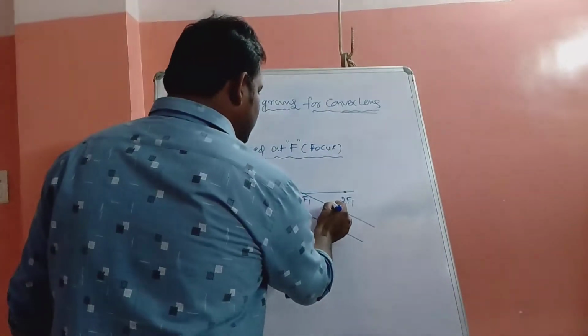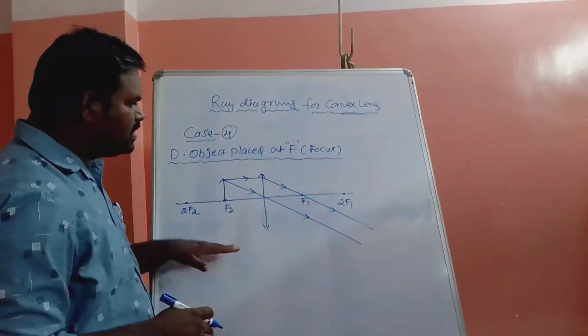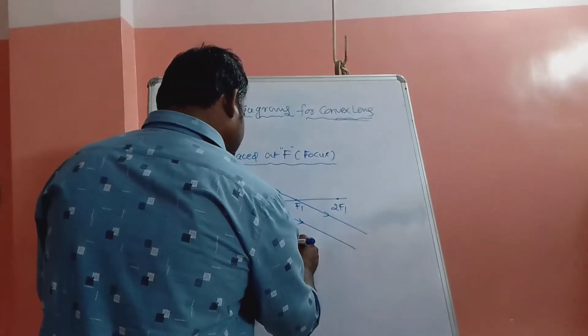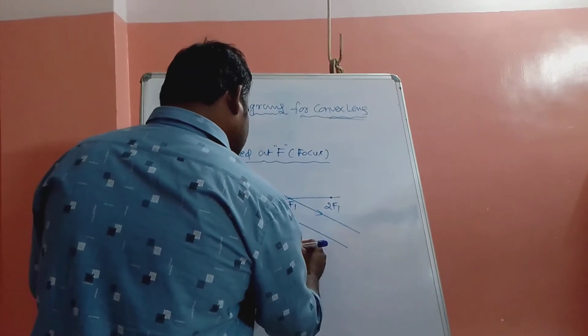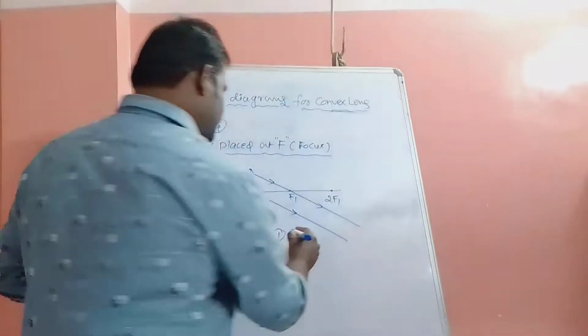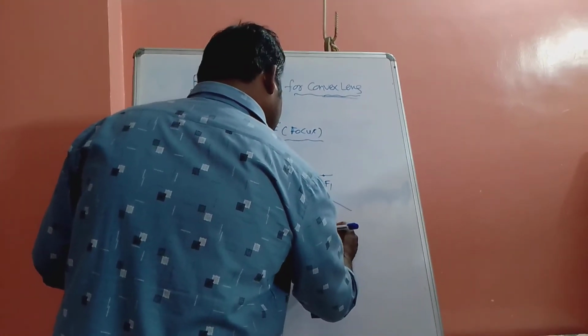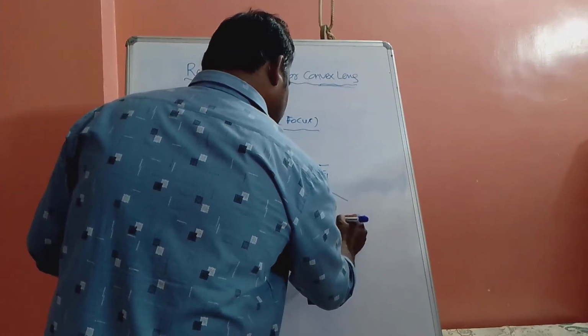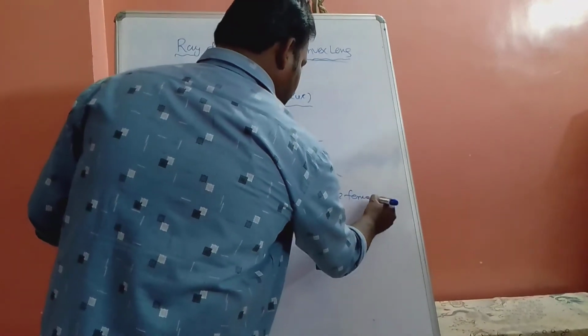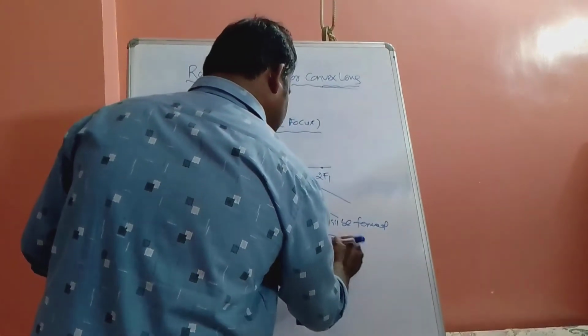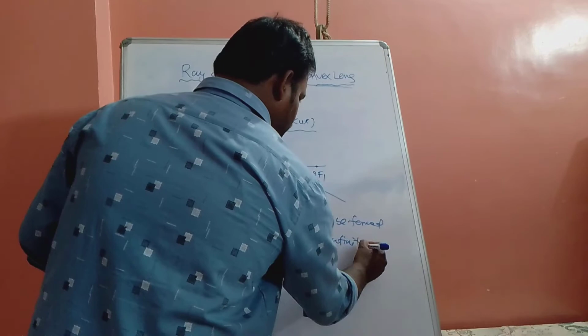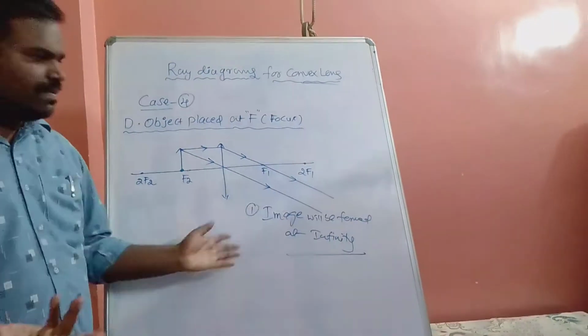Did you catch my point or not? But for a answer ఒకటి ఏంటి? Yes, image will be formed at infinity. Image formed at infinity. సో ఇక్కడ ఎక్కడ ఇమేజ్ పోతే మనకు తెలియదు కాబట్టి అట్ ఇన్ఫినిటీ రాసిస్తాం.